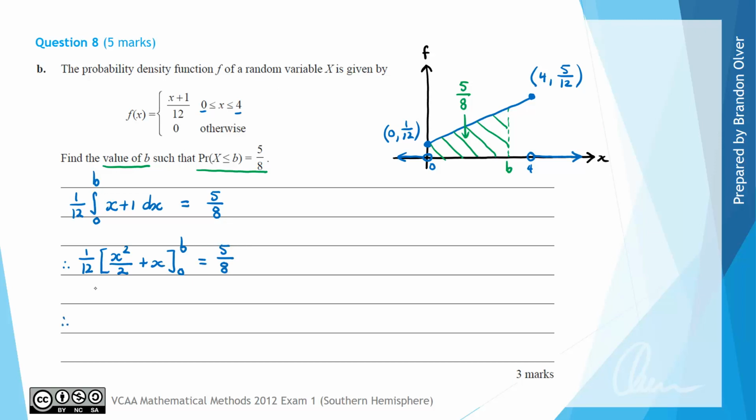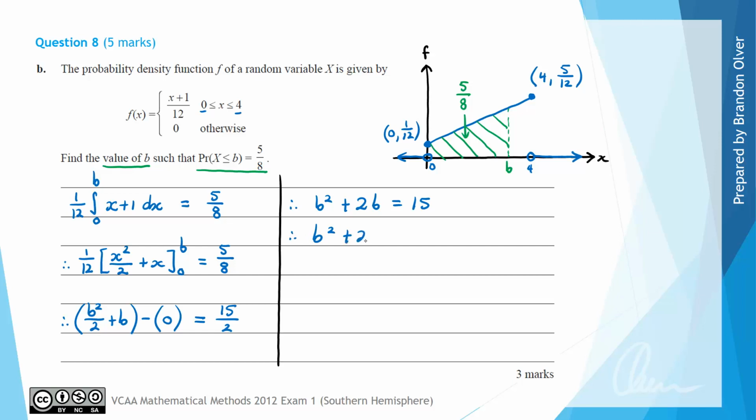Now if we multiply by 12, we end up with 60/8, which is simply 15/2. That is going to equal the antiderivative with b substituted in, so we get b squared over 2 plus b, subtract the antiderivative with 0 substituted in, which is simply 0. Now we multiply every single term by 2 so that we don't have any fractions, so we have b squared plus 2b equal to 15. Therefore, b squared plus 2b minus 15 equals 0.